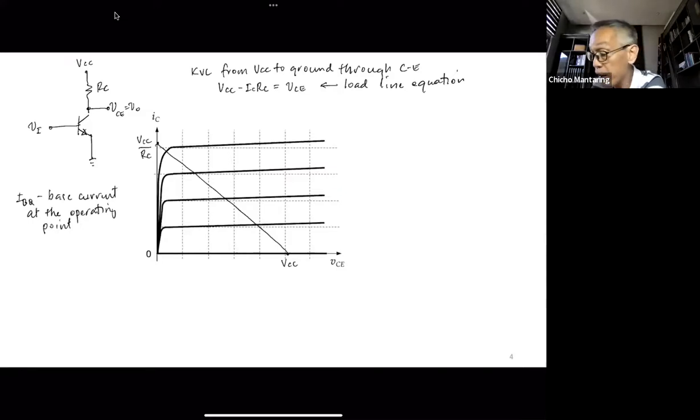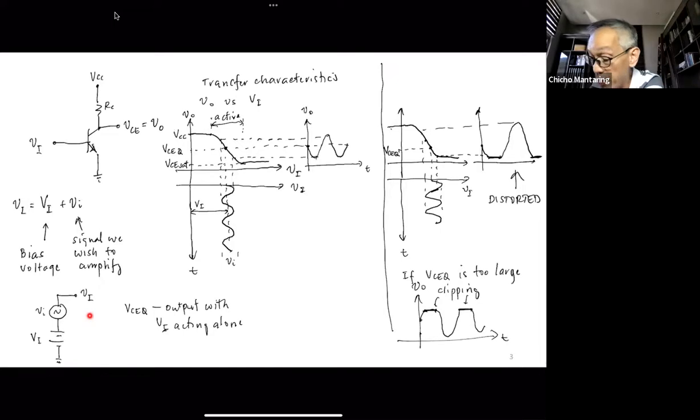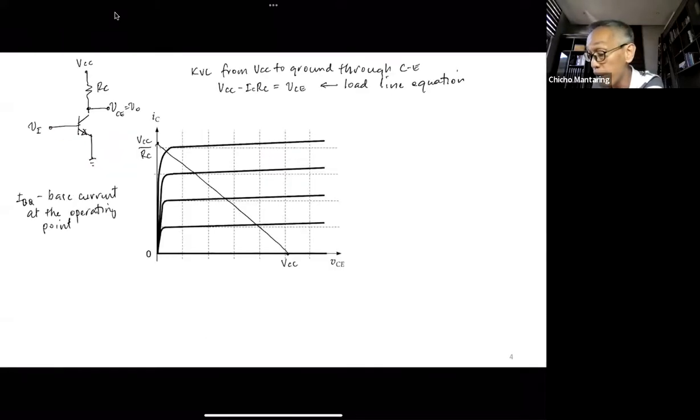Again, with reference to this, that is the base current that is established by this value of V sub I. This is when this is equal to 0. This applied alone will establish a current flowing through here, and that is IBQ. So IBQ is the base current at the operating point. So let's say this is IBQ. So this corresponds to the characteristic curve for IB equal to IBQ. This is now our operating point. This is now our Q point, or our quiescent point.